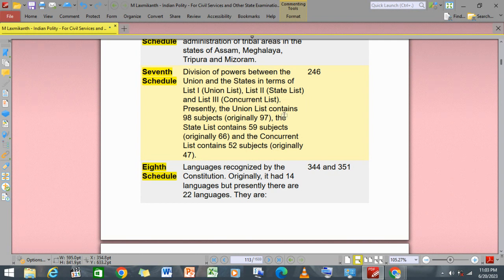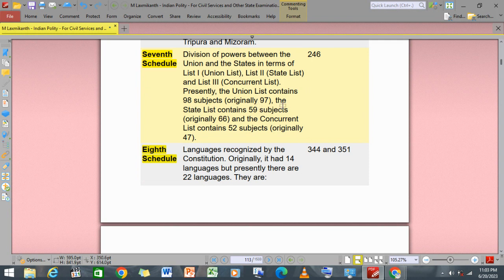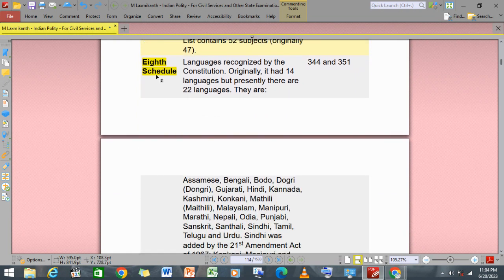concurrent list. Presently, the union list contains 98 subjects, originally 97, and the state list consists of 59, originally 66, and the concurrent list is 52 subjects, originally 47. Then we have the 8th schedule, the languages recognized by the constitution.